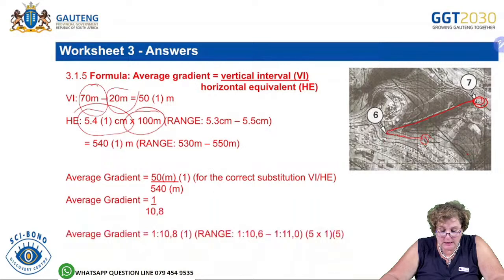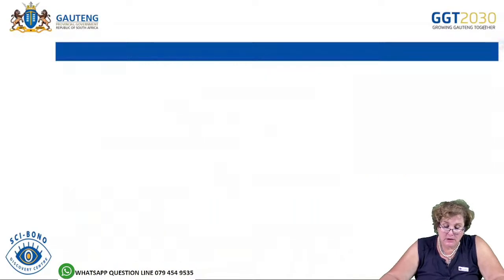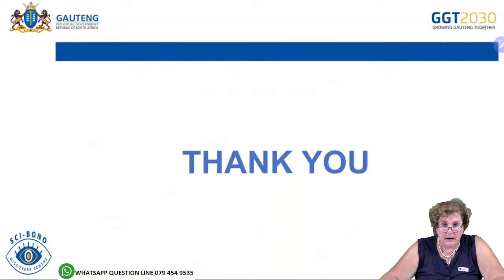Now I do the substitution like in the previous one, and there is your gradient. 1:10.8, and it's very steep. From 1:12, it's normally a steep gradient.